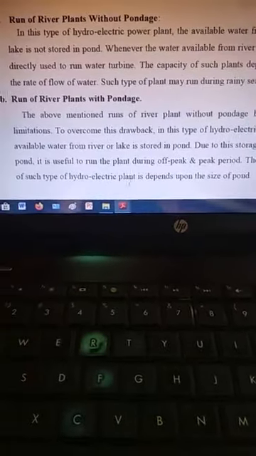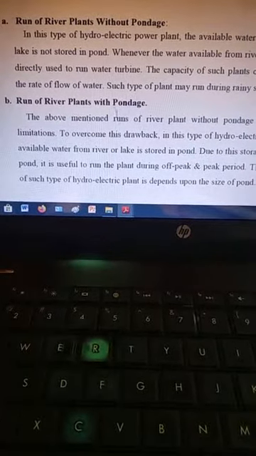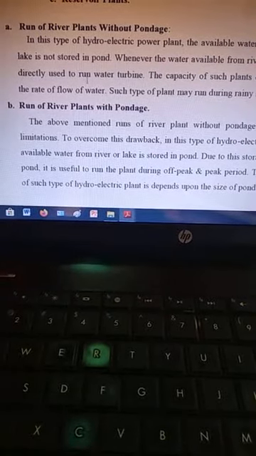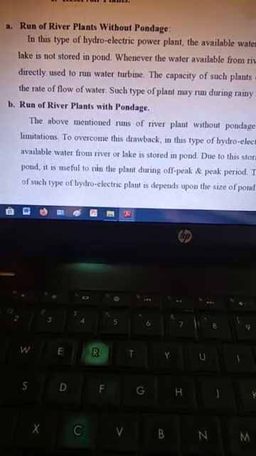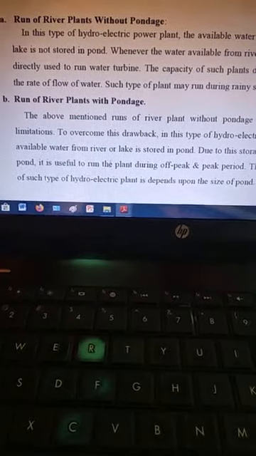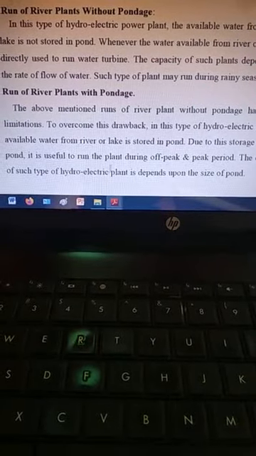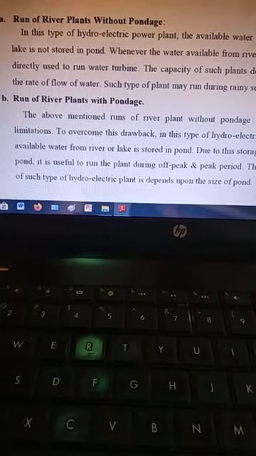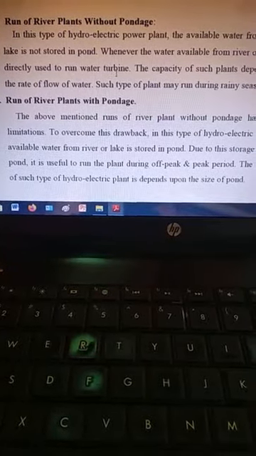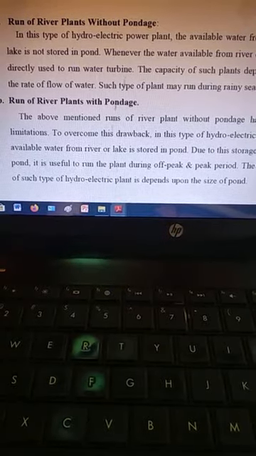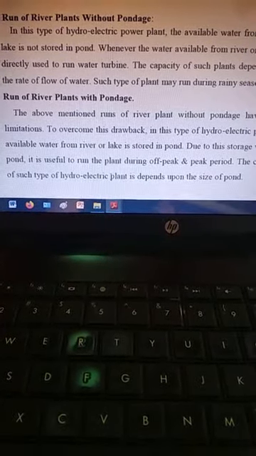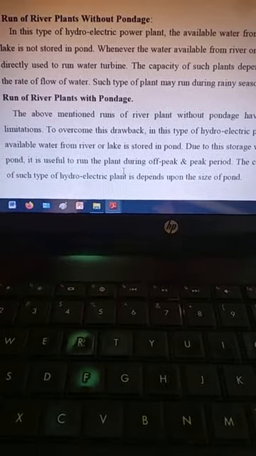So this is the difference between the two. It is a very easy definition. In the first category, pondage is not used, and in the second category, pondage is used. Pondage means the storage of water. The second difference between the two is that the first are actually small hydroelectric power plants, and the second category is used for a high amount of electricity generation.